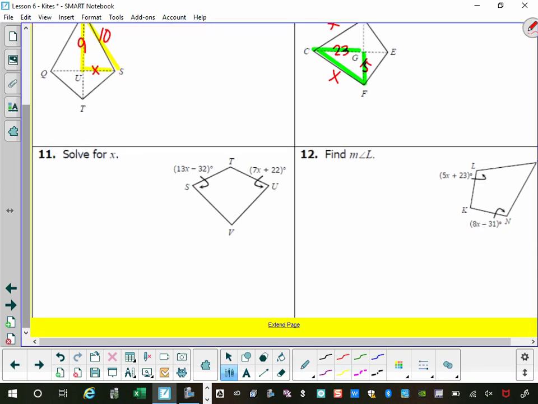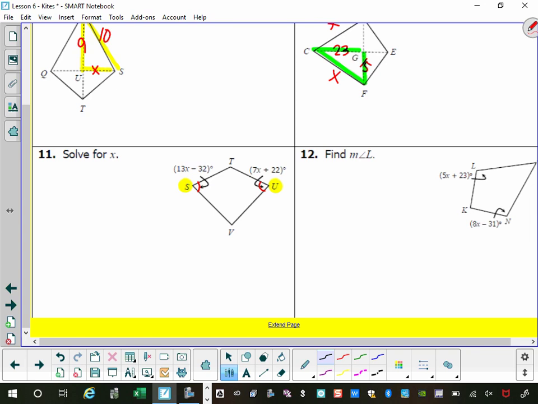On number 11, what's special about angles S and U? They're equal to each other. They are both opposite angles on the short diagonal, so they're going to be equal to each other. You're solving for X.